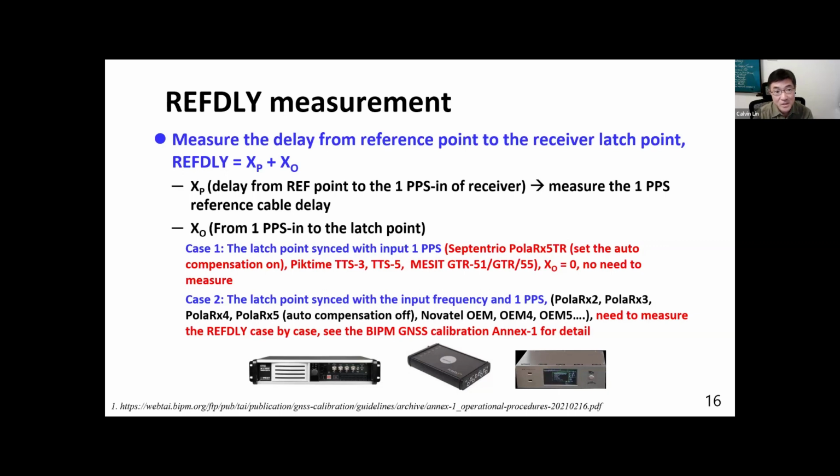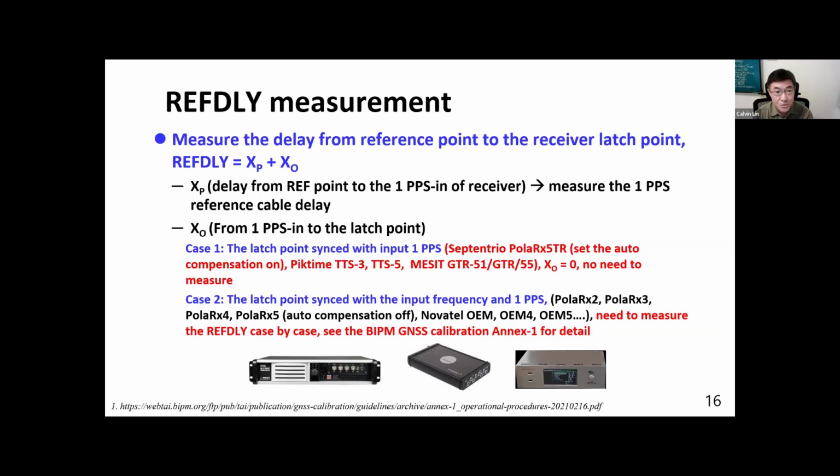But for XO, it's from 1 PPS in to the latch point. We have several cases. For case 1, the latch point is synced with the input 1 PPS, like the receiver PolaRx5TR, if we set the auto compensation on, and the PikTime TTS3, PikTime TTS5 or Mainsat GTR51, GTR55. In those kinds of cases, XO equals 0, so we don't need to measure XO.